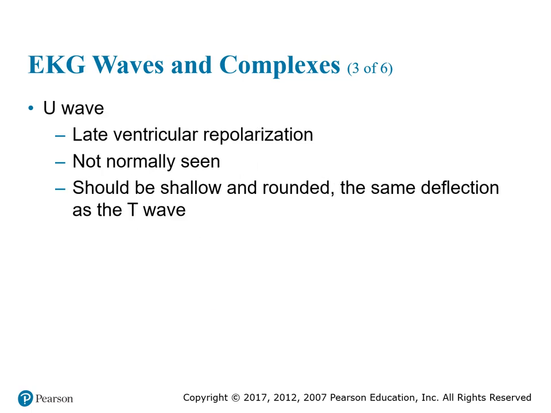Every once in a while, if your heartbeat is slow enough, you'll see what we call a U wave, which is a late ventricular repolarization. It is not normally seen. It can only be seen, as I said, if the heart rate is slow enough. If your heart rate is slow enough, a U wave will form, signifying a late ventricular repolarization. Usually if you see a U wave, it'll come right after the T. It'll be placed right after the T on your EKG strip.